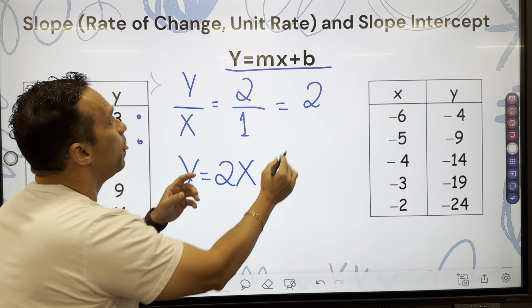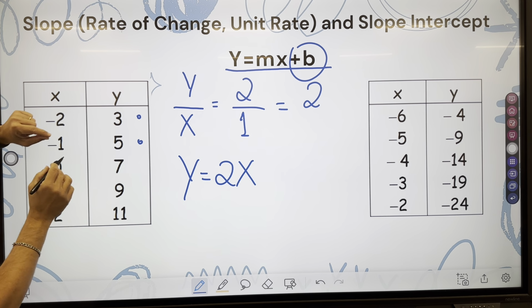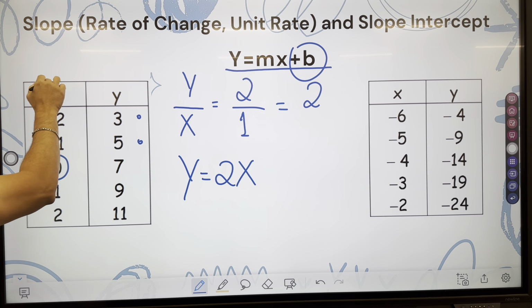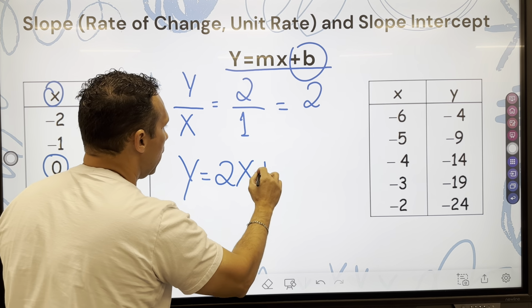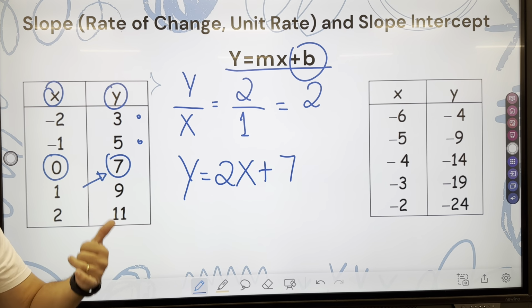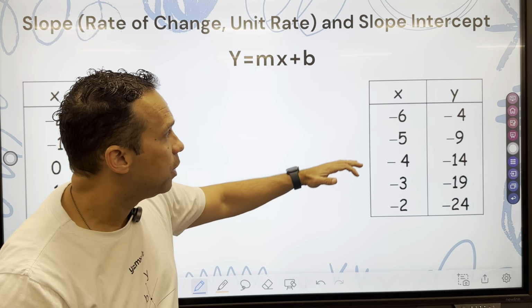What about b, the y-intercept? This is the table. When x is 0, y is 7. This is the y-intercept. So that will be +7. Done, quick, simple. How about this?